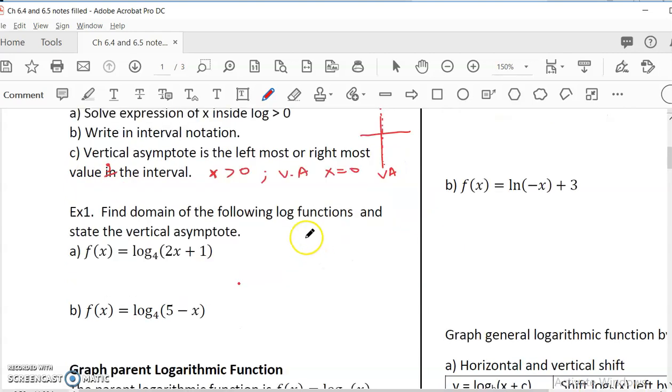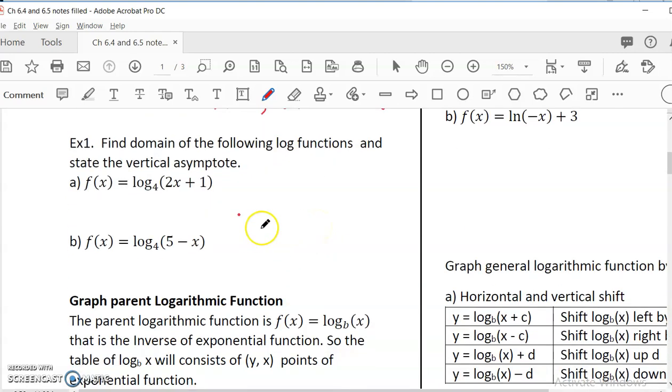Okay, so let's do some general one where the inside is not X, so the vertical asymptote needs to be found. We need to find the domain and also state the vertical asymptote. So to find the domain of a log function, we have to write 2x plus 1, anything that is inside, okay, not outside, greater than 0. So 2x is greater than -1, x is greater than -1/2, right? You divide by 2 on both sides. X is greater than -1/2 means in interval notation that is from -1/2 all the way to infinity.